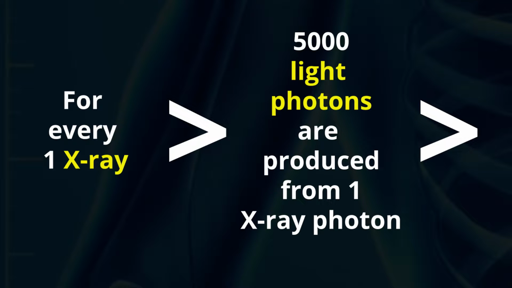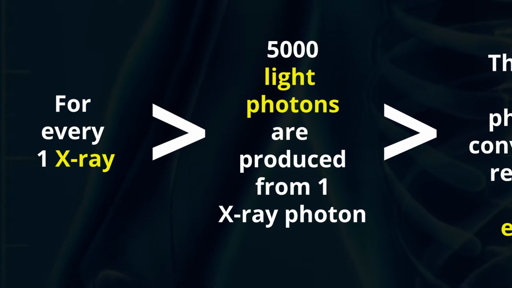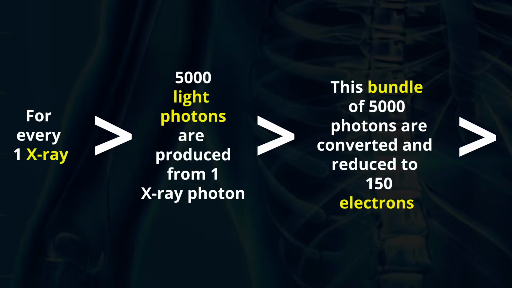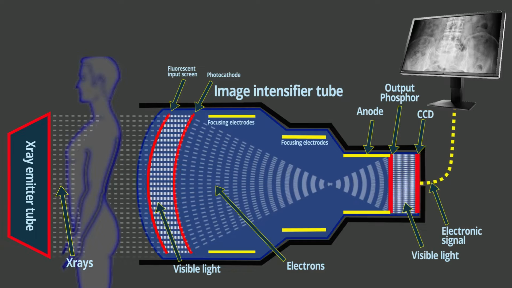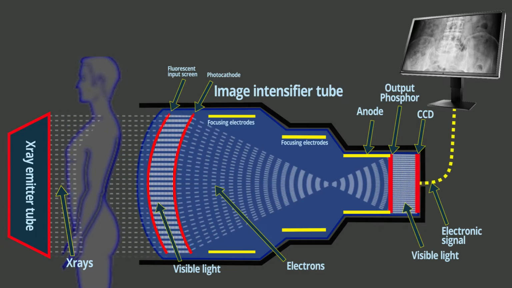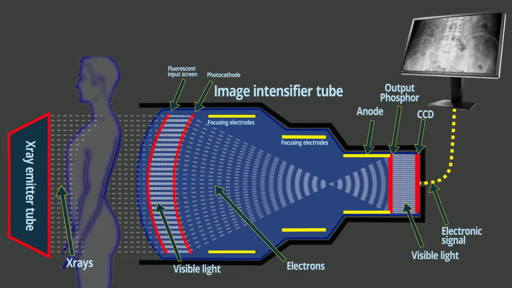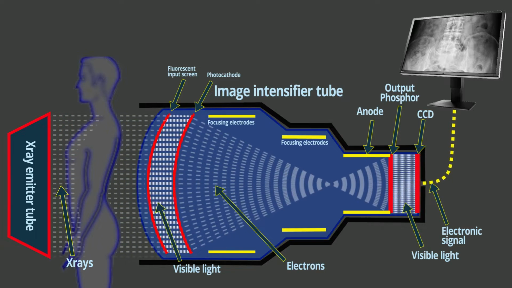For every one X-ray photon reaching the input phosphor, 5,000 light photons are produced by the input phosphor surface. The 5,000 light photons then pass through the photocathode and form electrons. Here we see a decrease in the conversion amount, since for every 5,000 light photons reaching the photocathode, 150 electrons are produced. What is important to understand is the reason why we need to convert these light photons into electrons. Electrons can be accelerated by changing the voltage and current levels of the anode, thus speeding the electrons up and so creating an increase in energy.